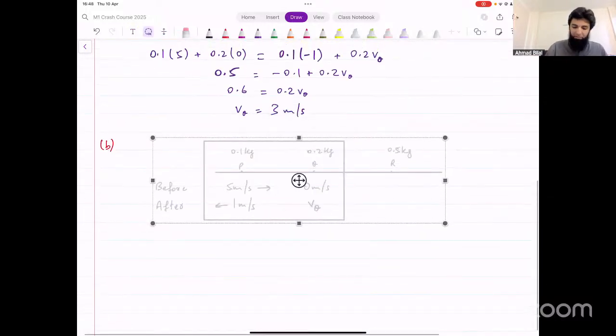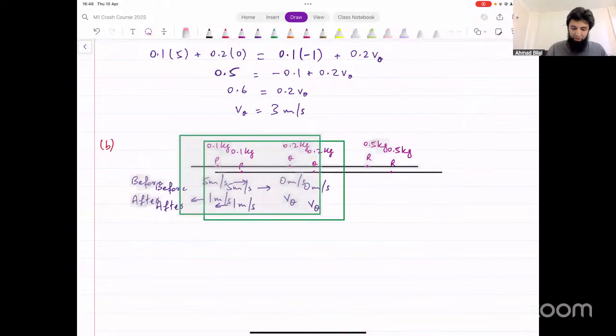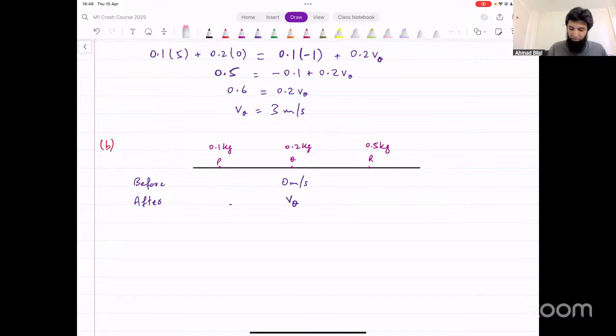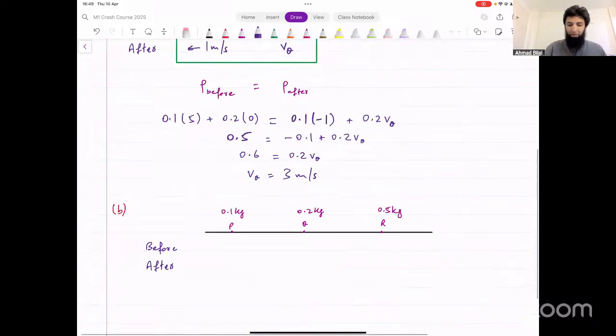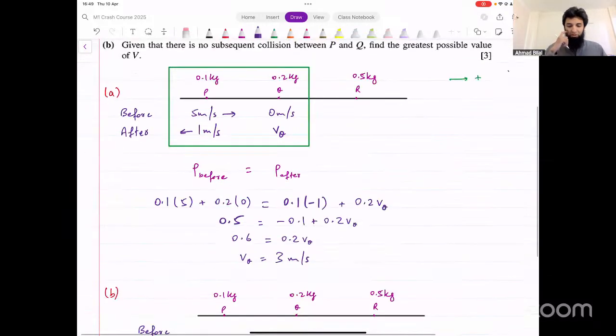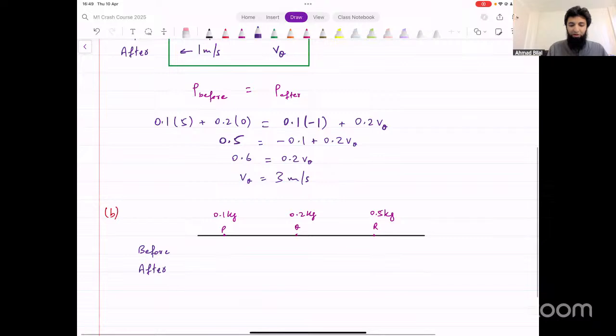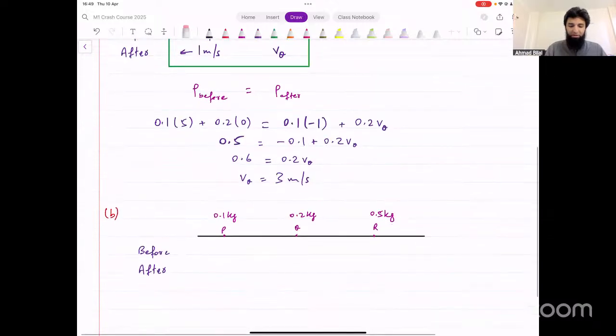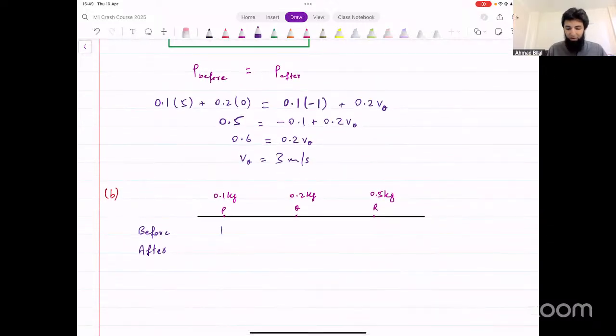So I'm just going to edit this a bit now. Okay, so the first collision has already happened. And after that first collision, we know that P is moving towards the left side at 1 meter per second. So that's the current state right now for the particle P.